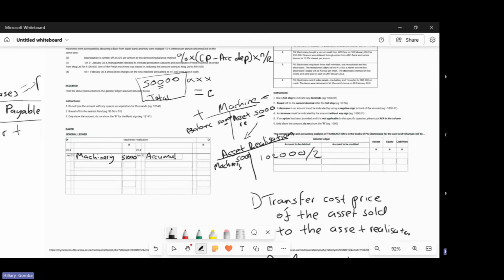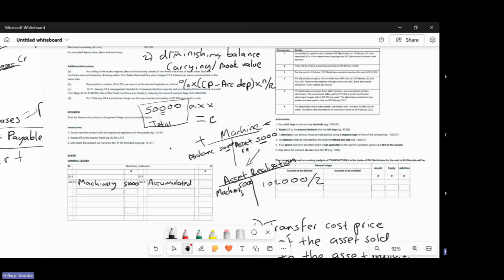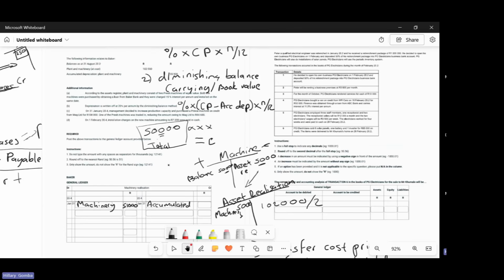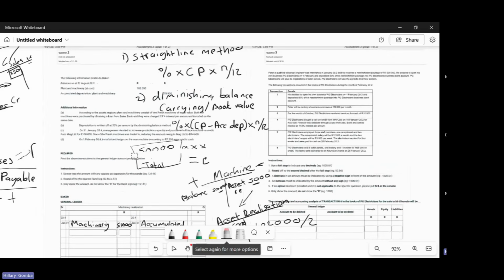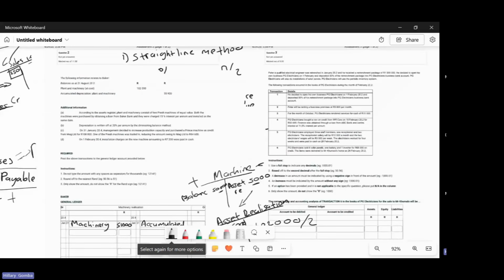Then we need to first calculate or check if it's been calculated up to date of sale. They told us that depreciation is 20% per annum by the diminishing balance method. And then they also told us that on 31 January 2024, management decided to increase production capacity and purchased a press machine on credit from MEG Ltd for 108,000. One of the press machines was traded in, reducing the amount to 84,600.